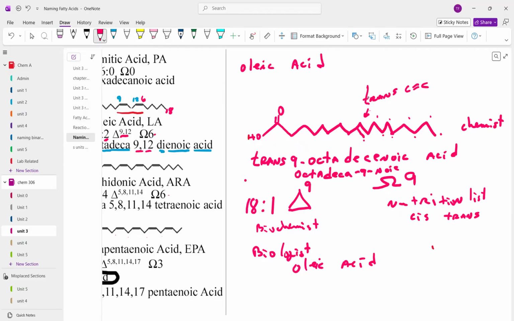Okay, biochemist is going to use this delta. Delta starts with the acid group as carbon number 1. This is the number of carbons and how many double bonds. The delta means where is the double bond located? Carbon number 9. So we go 1, 2, 3, 4, 5, 6, 7, 8, 9. So this is going to be 9 here.